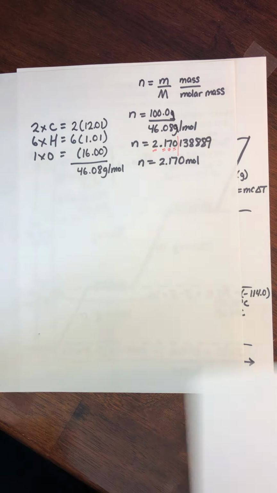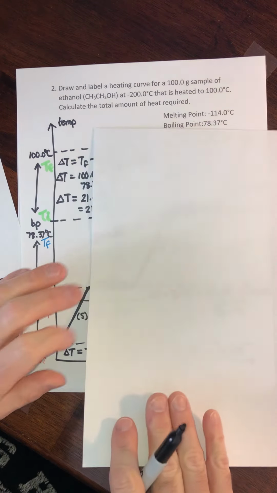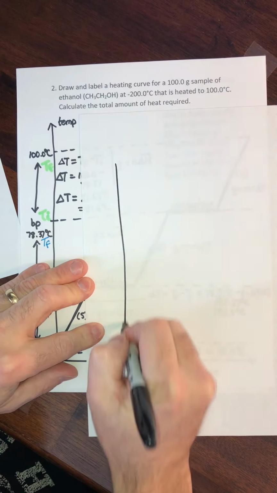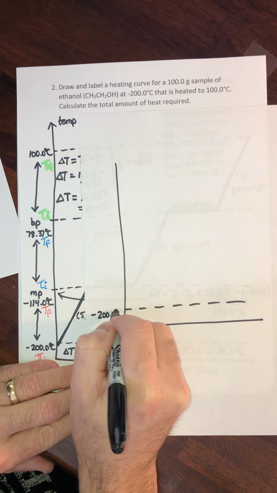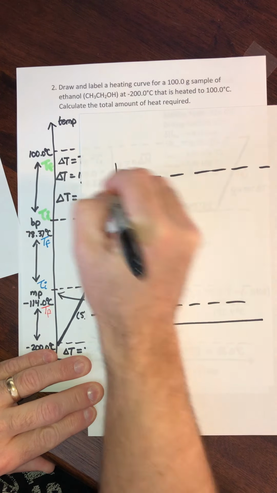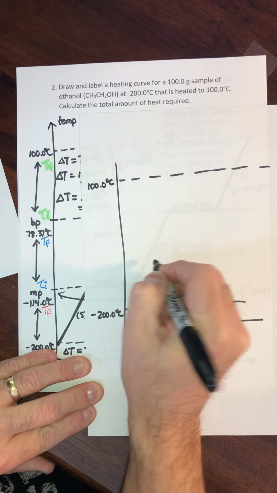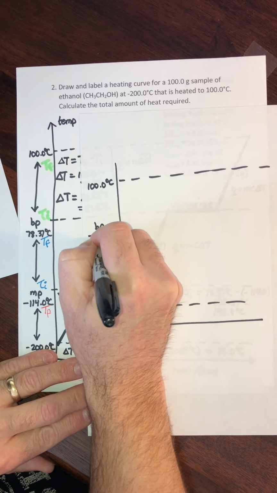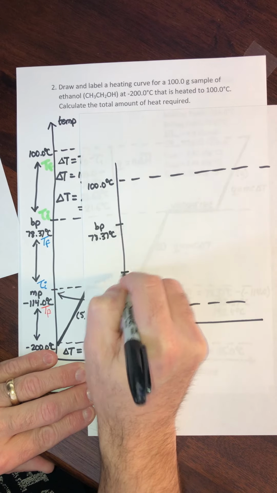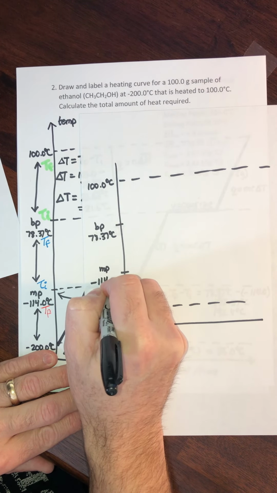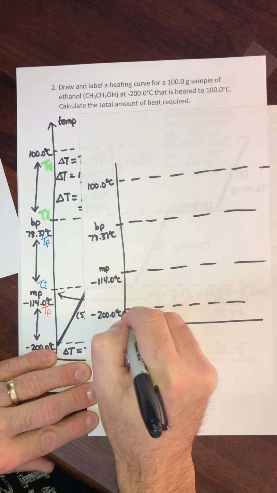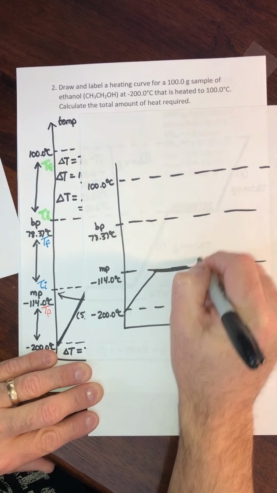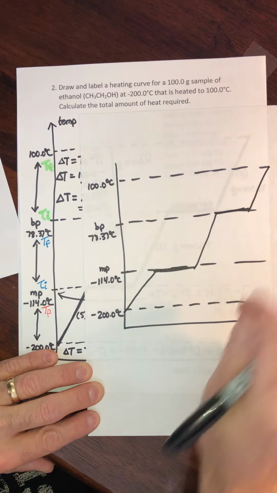Right, so maybe what I should do, because my graph is becoming a little bit full, is perhaps redraw my picture just quickly. Okay, so my lowest temperature was minus 200 degrees. My highest temperature was 100 degrees. We had a boiling point here of 78.37 degrees. I have a melting point here of minus 114 degrees. And my graph looks like this. Slope, horizontal, slope, horizontal, slope.